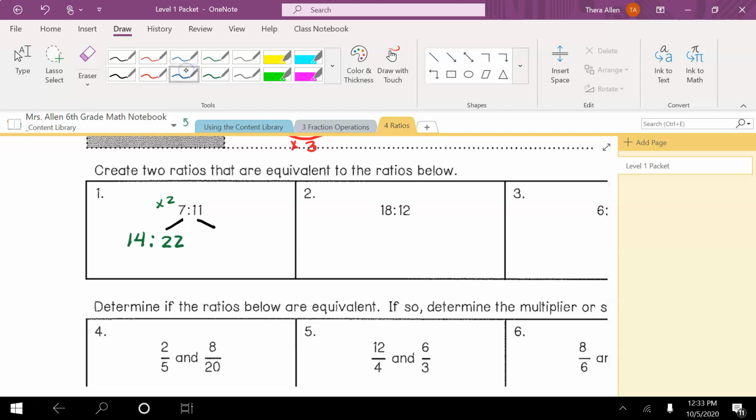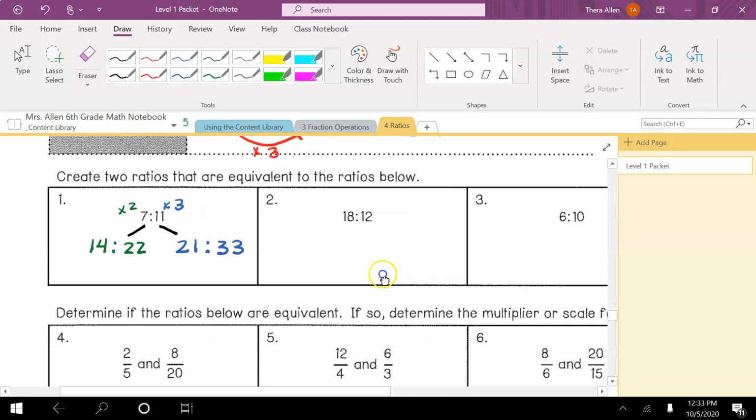Now you can do whatever you want for the next one. You can multiply by 3. You can multiply by 5. You can multiply by 10. Anything that's going to be really easy. And so I'm going to multiply by 3. 7 times 3 is 21. 11 times 3 is 33, and I have made two equivalent ratios.